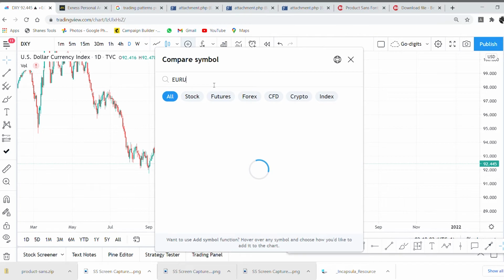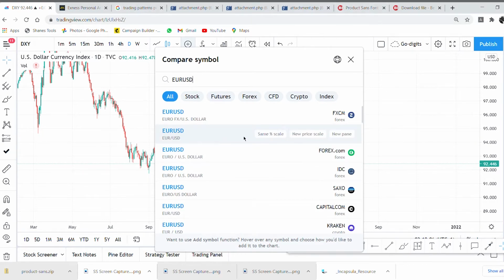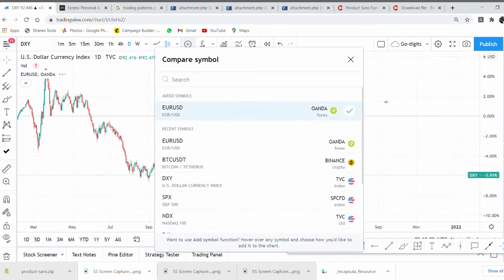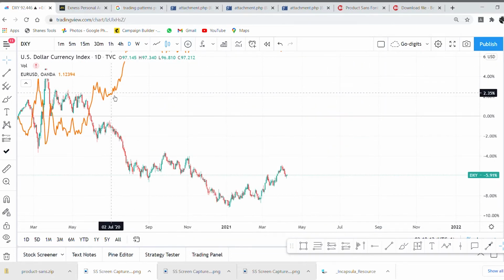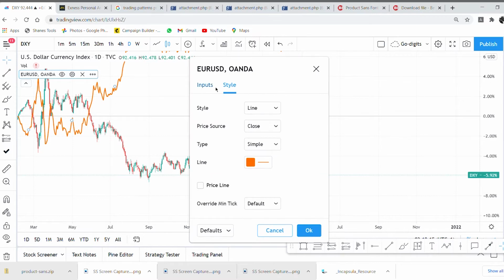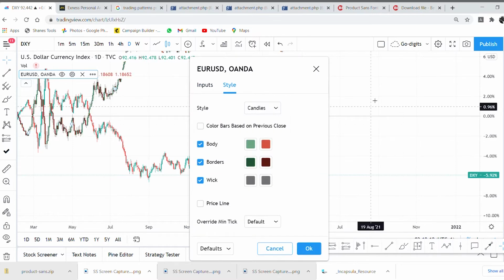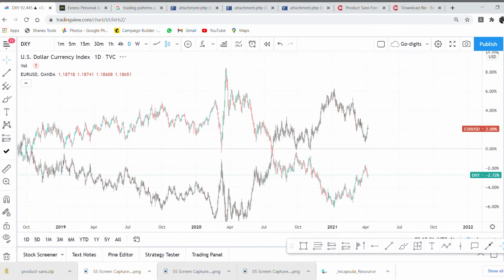Now let's compare with Euro USD, same scale. Let's put this on candlesticks. Now, if you can see my chart, you see there is almost 90% correlation between Euro USD and the dollar. You understand? For every move the dollar makes, Euro USD counters it. If the dollar is going up, Euro USD goes down.